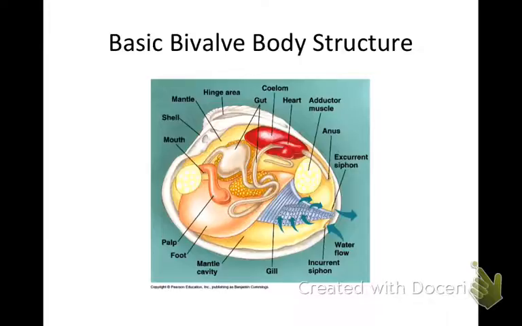So this is what it looks like. This is awesome. So here's the adductor muscles. There's one on each side. And what they do is they hold the clam open or shut. There's the gills. We're going to talk about this a little bit more, but I want you to know, hey, we're going to find all of these things inside that clam we're going to dissect. It's going to be awesome.